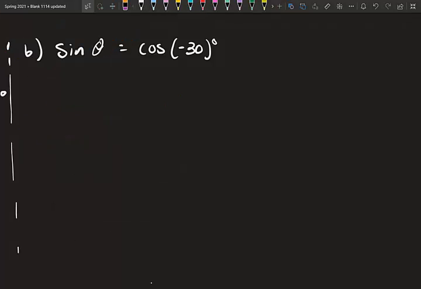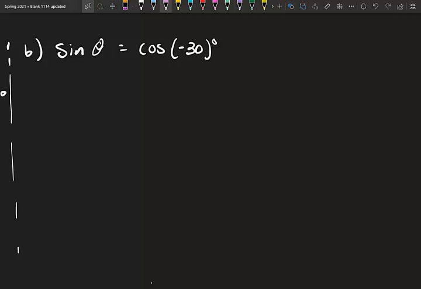Alright, so for B, we have sine theta equals cosine negative 30 degrees. So remember, do not touch the one that actually has the number. You're going to touch the function that doesn't have the number because that's how we're going to solve it, because we replace it. So I want you to go ahead, pause the video, and try B.